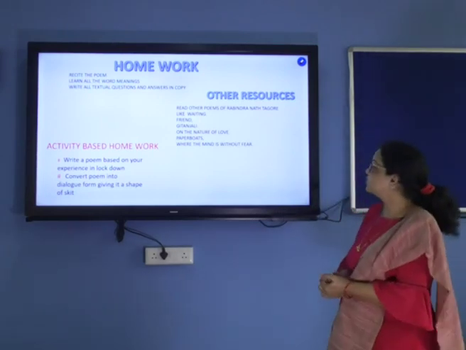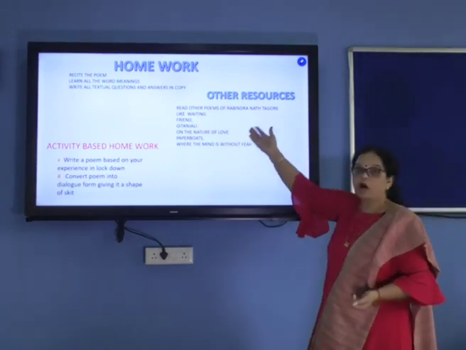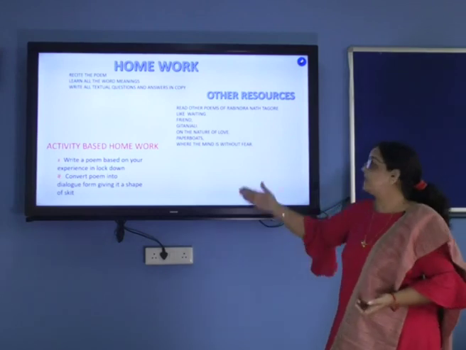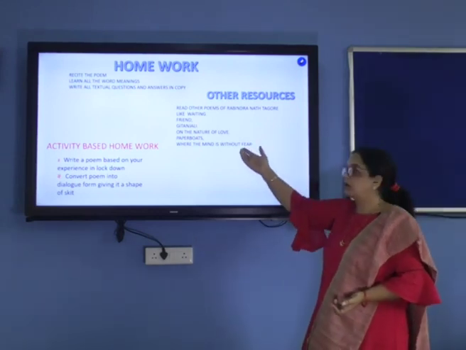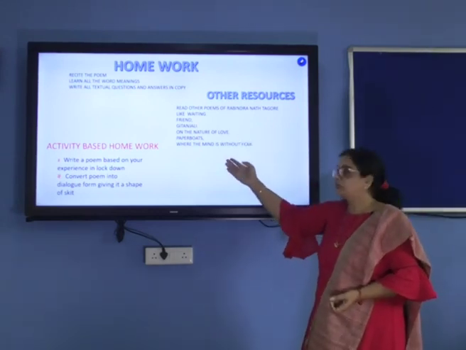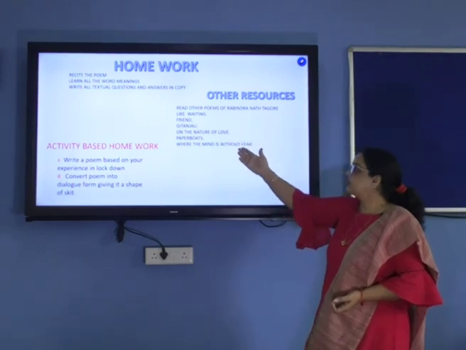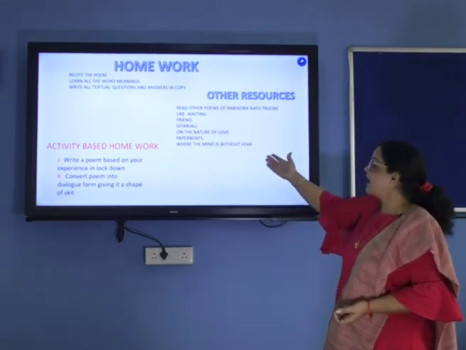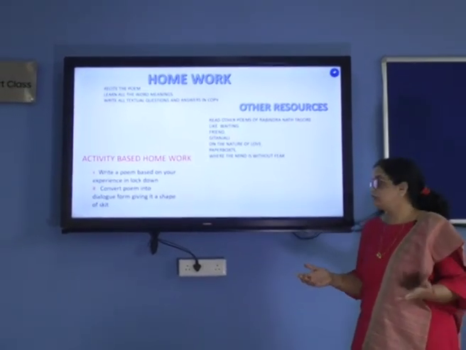and write all textual questions as answers in your copy. You have to do all this work. And other resources, if you like the poem, then please go read other poems of Rabindranath Tagore. They are very beautiful indeed. Waiting, Friend, Gitanjali, On the Nature of Love, Paper Boats, and Where the Mind is Without Fear.